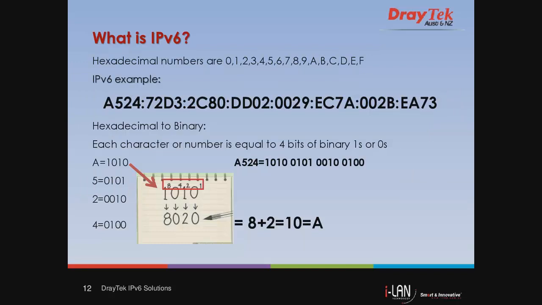IPv6 is composed of hexadecimal numbers, which start from numbers 0 to 9, and 10 to 15 are replaced with letters A to F. Computers and routers only understand binary numbers. To convert hex to binary, we will represent the 4 binary bits as 8421, as you can see from the slide. Then simply bring down 8 and 2 and add those numbers, and the sum is 10 in decimal and A in hexadecimal.